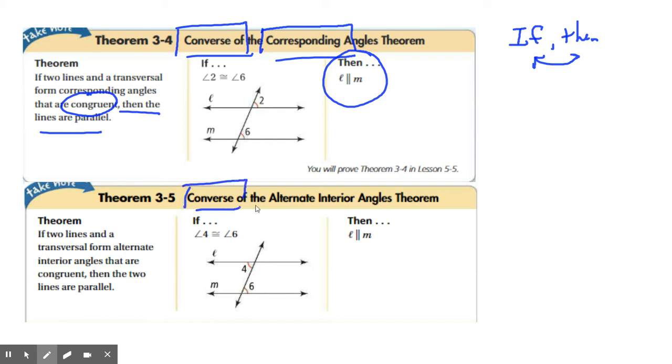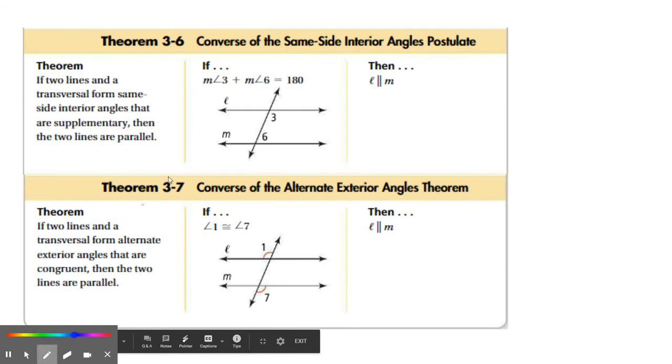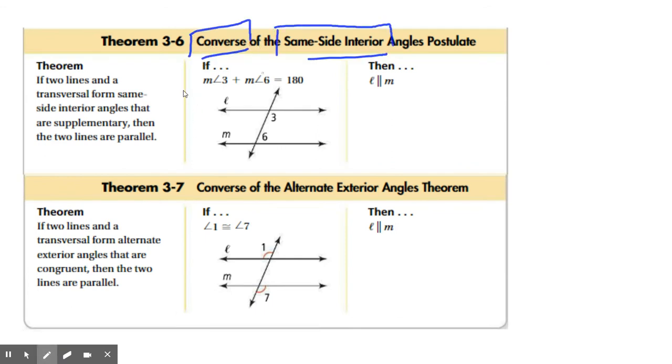Again, all of these have converse in them. So here's your alternate interior angles theorem. If we can prove that a pair of those angles are congruent, then the lines are parallel. Again, then the lines are parallel. Same thing here with the other two. Converse of the same side interior angles. Remember, same side supplementary. So if you can prove that the same sides are supplementary, then the lines are parallel. Again, then the lines are parallel.